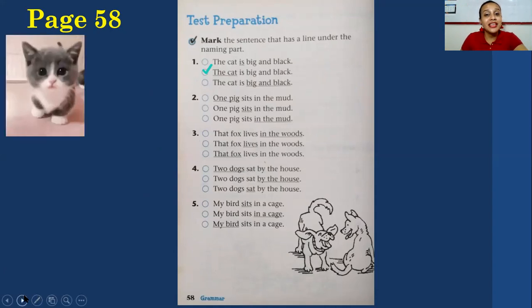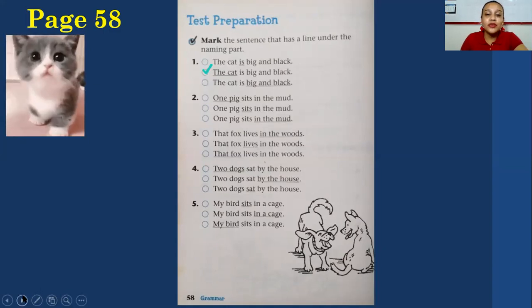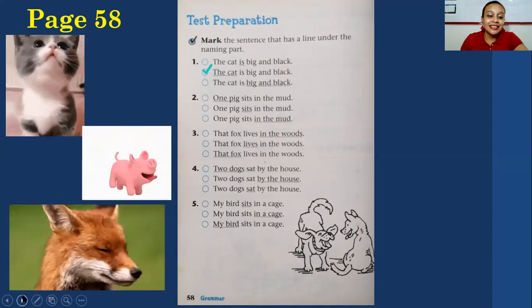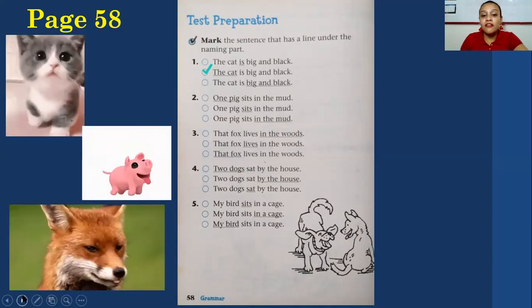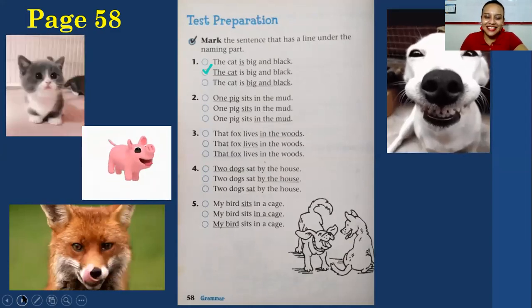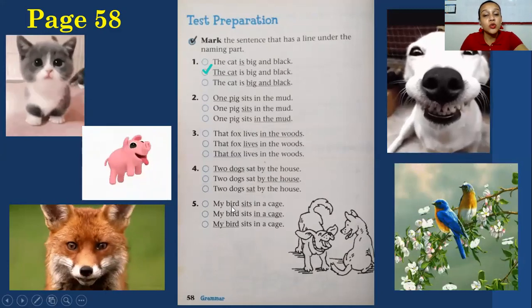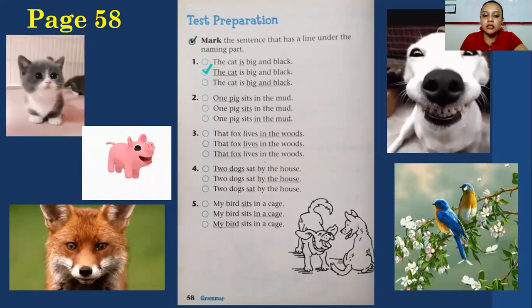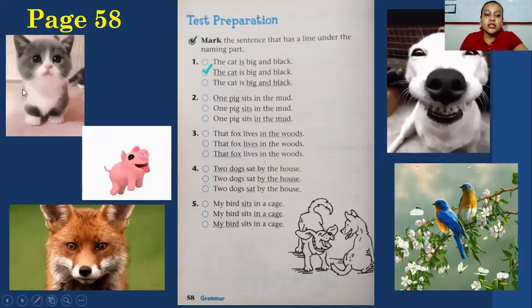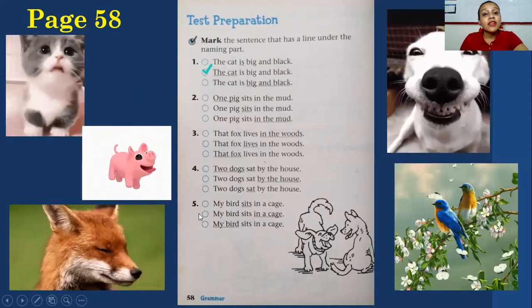And in page 59, but first, this is a cat, a beautiful kitten, a pig, oink, oink. This is a fox, dogs, yes, a dog, and bird. This animal, bird. We don't say beard, we say bird, bird. So this is a cat, a pig, fox, dog, and bird.